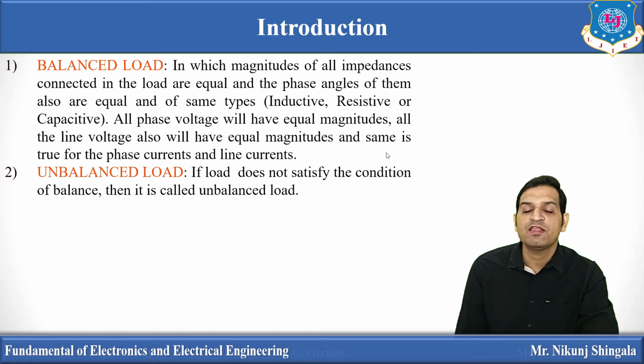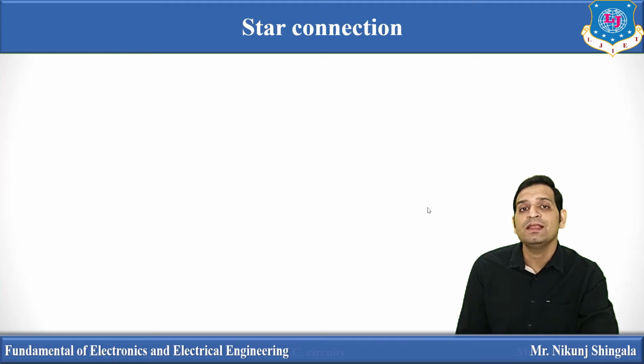So, a three-phase supply is given to a load which may be star connected or delta connected. That load is said to be a balanced load if the impedances of all the loads are equal, all the loads are of the same type, and the phase angles of all the loads are equal. Then all these four quantities are equal: line voltage, phase voltage, line current and phase current. So, let us start with the first connection, that is the star connection.